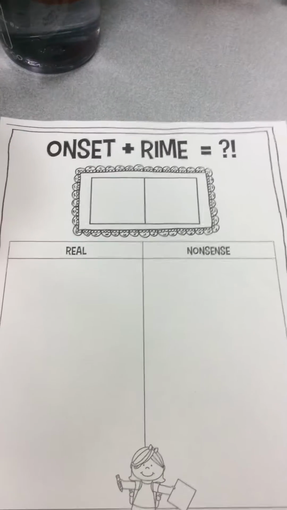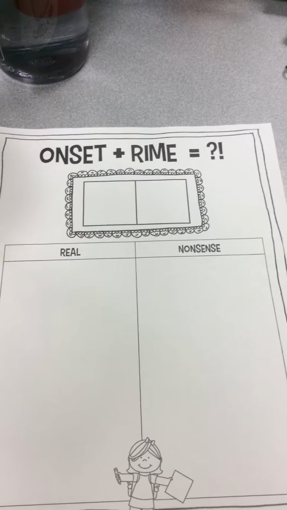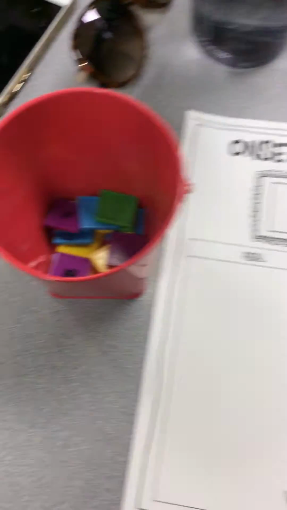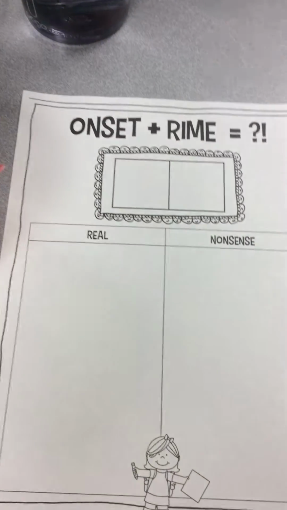The first activity I want to explain to you is called Onset and Rhyme. We're going to practice making words using our letter tiles. You should have one paper for you and your partner, and also a bucket. Make sure you both write your name at the top before you begin.